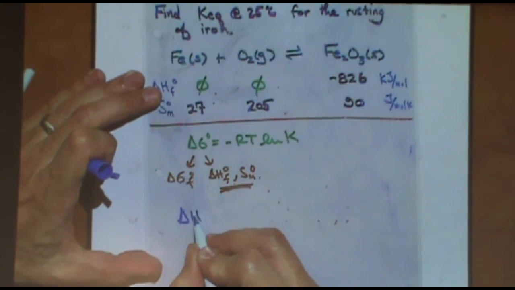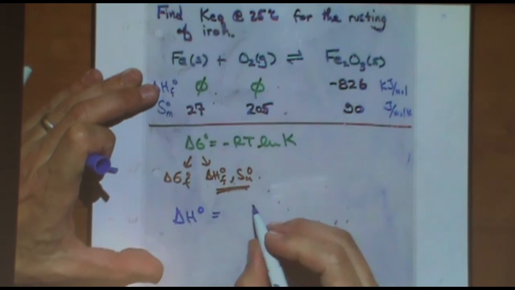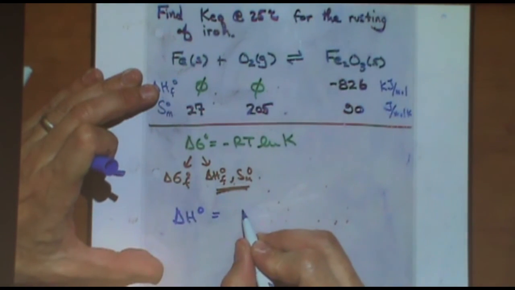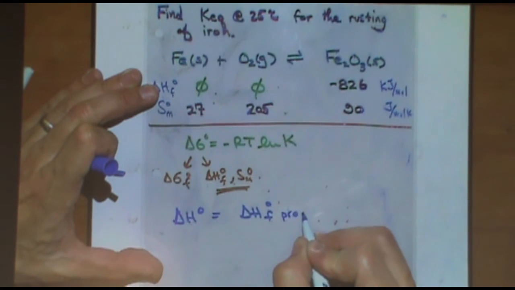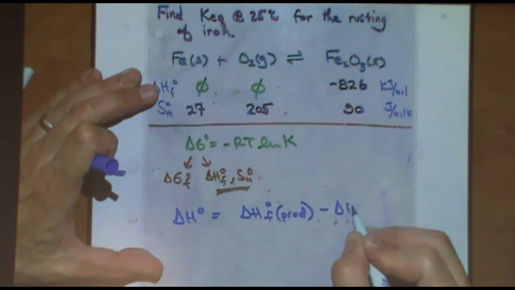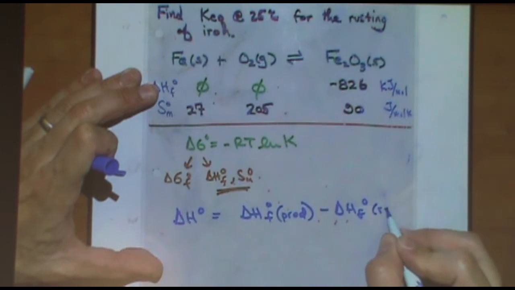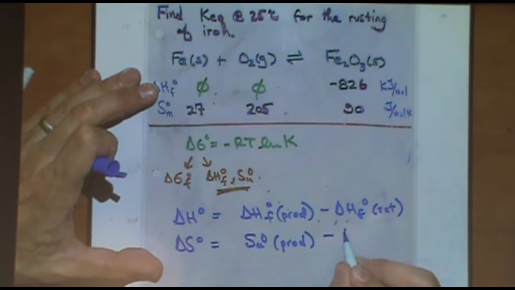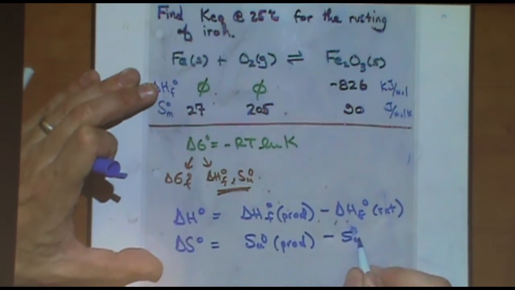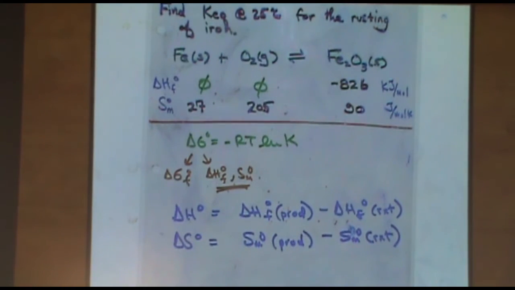Delta H standard is the delta H of formation of all the products, minus the delta H of formation of all the reactants. And then the delta S standard is the molar entropy of the products, minus the molar entropy of the reactants. I'll let you do all that math and fun stuff at home. That would be good practice.